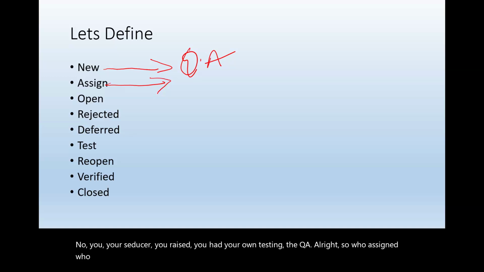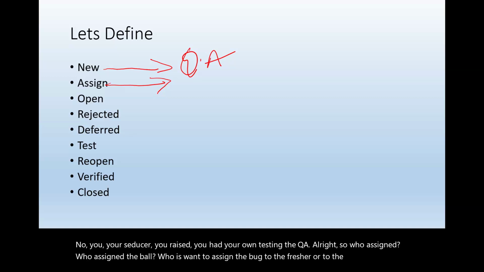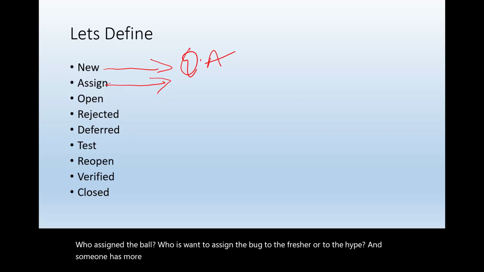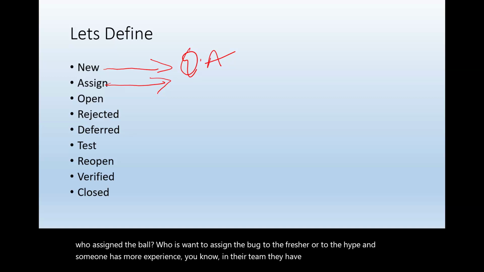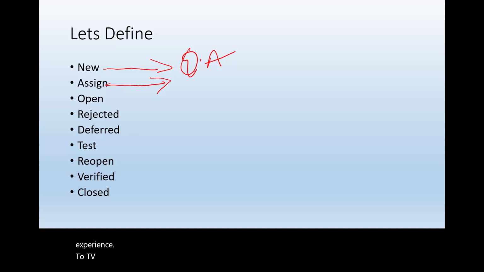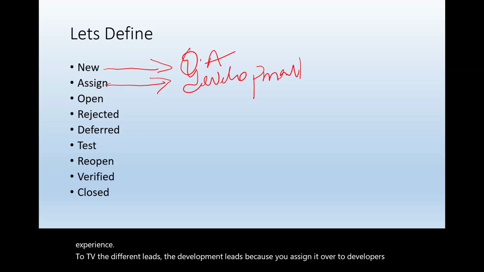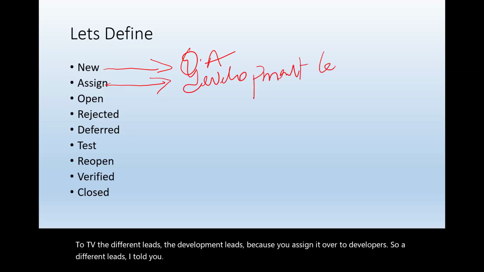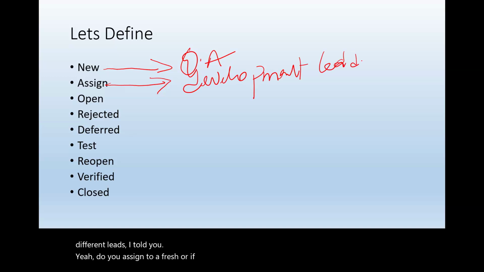the bug? Who wants to assign the bug to the fresher or to the one with more experience? Isn't it the team lead? The development lead, yeah, because you assign it over to the developer. You assign to a fresher if it's a low priority bug and a low severity bug. So you assign it to a fresher.